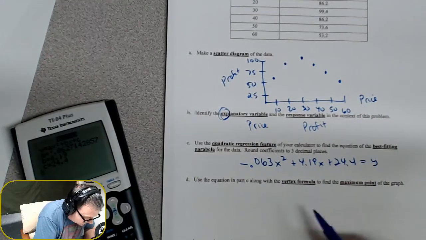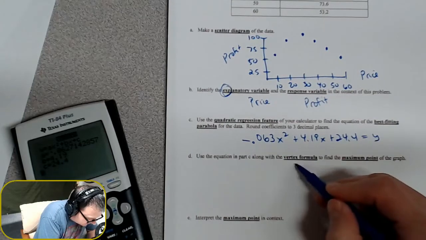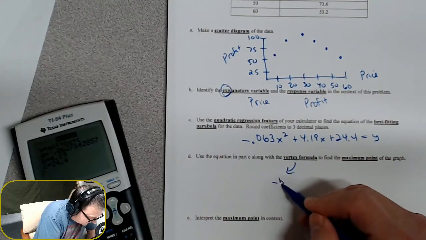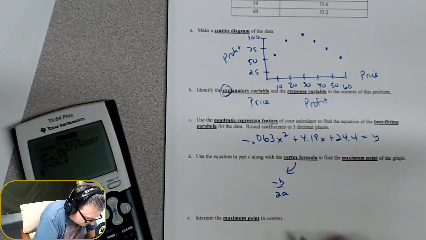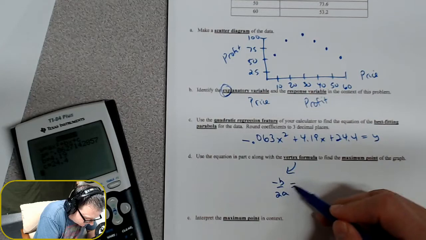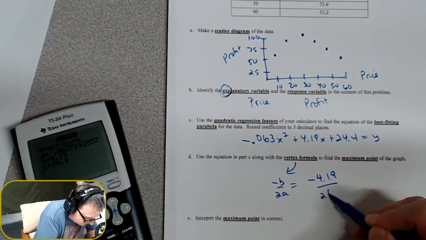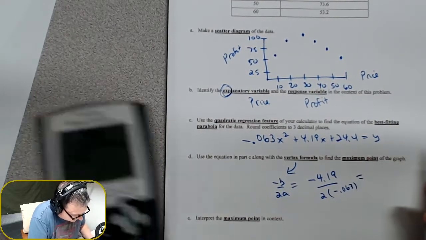So use that to find the vertex and the maximum. Okay, now refresh your memory. Remember vertex from the last video. Vertex was minus b over 2a. You see that? Minus b over 2a. So in this case, it's minus 4.19 over 2 times negative 0.063. So let me type that in there.